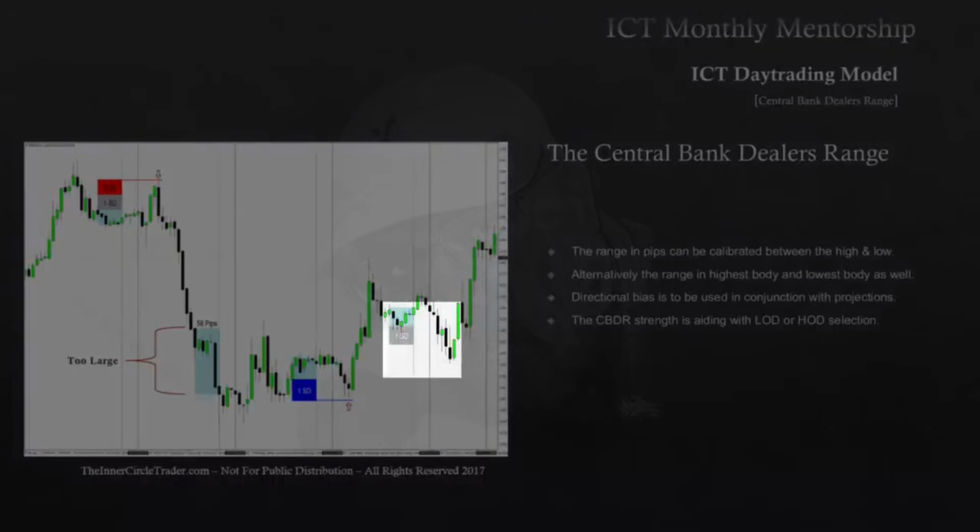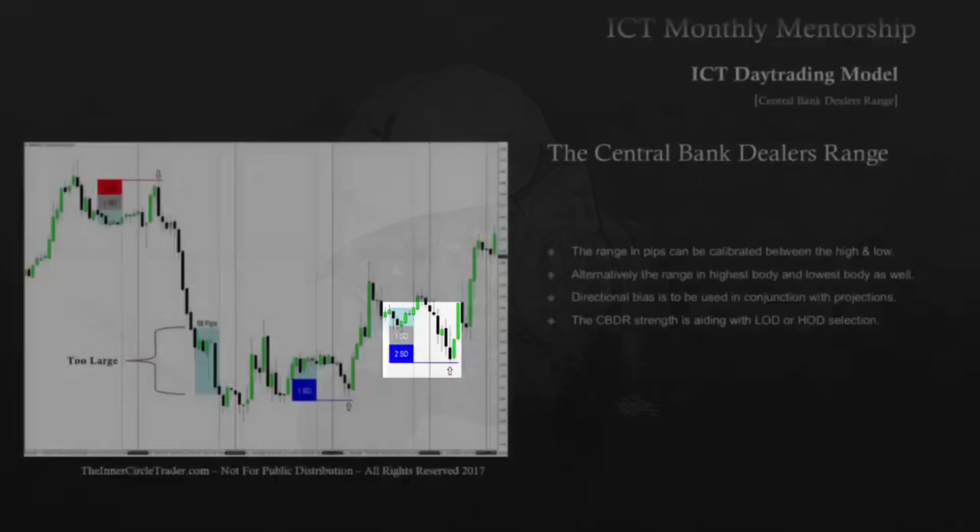The next example, we have one standard deviation projected below, and a second standard deviation projected below. So now we have 2 standard deviations below the central bank dealers range for this particular day, and it takes us right down to the low of the day. It was only off by 1 pip. It went below by 1 pip, and then we saw the low that they formed in London.